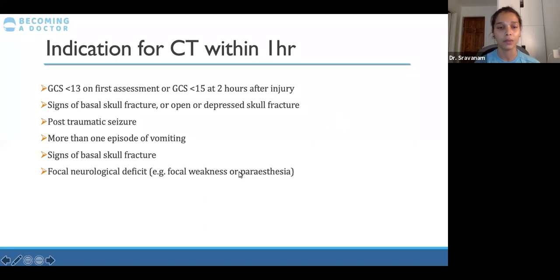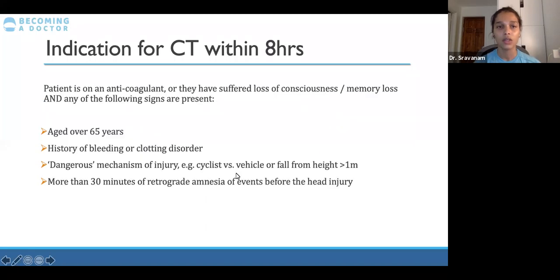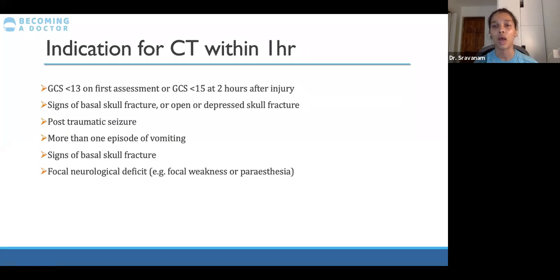Okay, cool. Let's move on to indications for CT within 8 hours. Just to reiterate, this is for adults, not for peds. Peds have a separate set of guidelines. I've linked the NICE guidelines website 2 slides away.